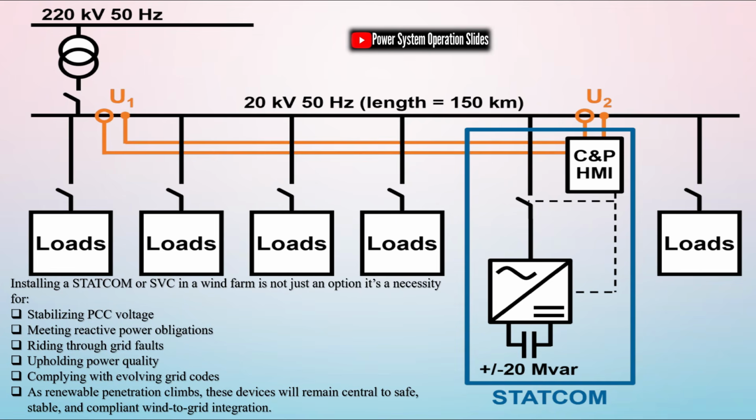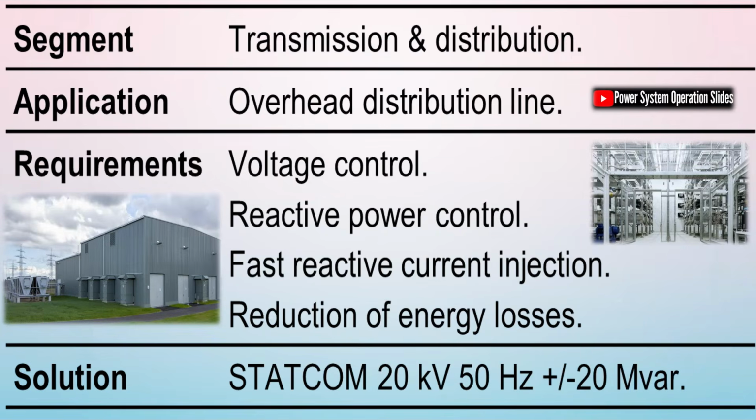In conclusion, the deployment of STATCOM or SVC in wind farms is not just beneficial, it is essential. These devices stabilize voltage, compensate for reactive power deficiencies, enhance fault ride-through capabilities, and ensure compliance with modern grid codes. They also improve power quality and support grid stability, especially as wind energy becomes a larger share of the global energy mix. Their role is foundational in enabling wind farms to operate reliably and responsibly within the evolving landscape of power systems.